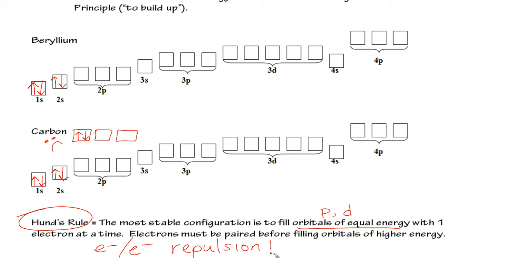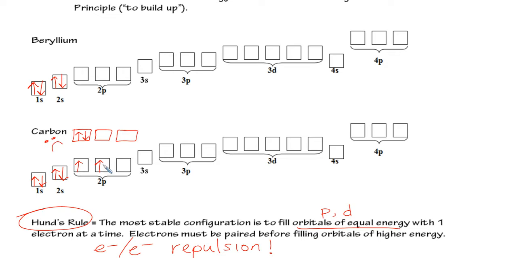But now let's say I've got 2 kids and 3 bedrooms. Well, let's say they don't like each other. They're going to fight. Why would I make them share a room? We're going to give them their own. Now, it doesn't matter if you make these arrows go up or down. That is totally arbitrary. You could have 1 up and 1 down. That would be fine, as long as within the same orbital they're paired.